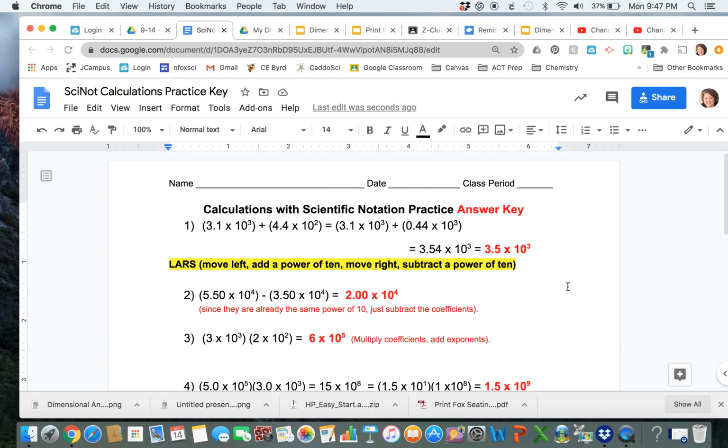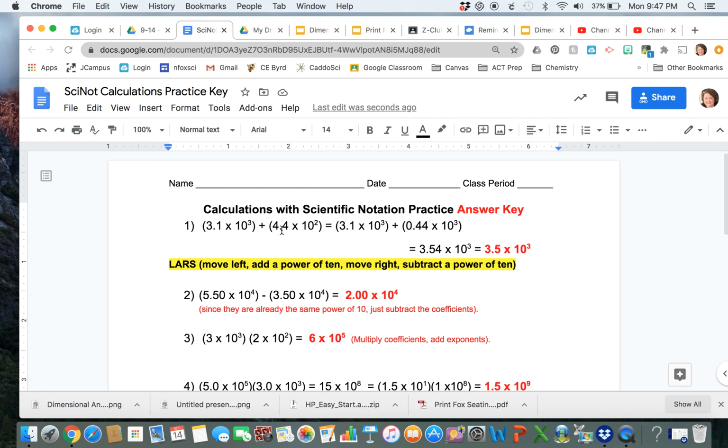We're going to talk about the answers to your calculations with scientific notation practice that you had previously. Okay, when you are adding numbers that are in scientific notation, you have to make the power of 10 the same. Remember this, LARS. If you move left, add a power of 10. If you move right, subtract a power of 10.